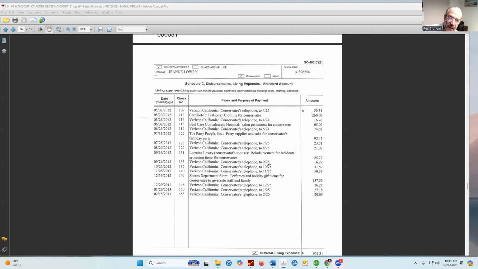We got the living, these are various kinds of living expense, not for the nursing home. So basically the personal disbursements of the conservatee.